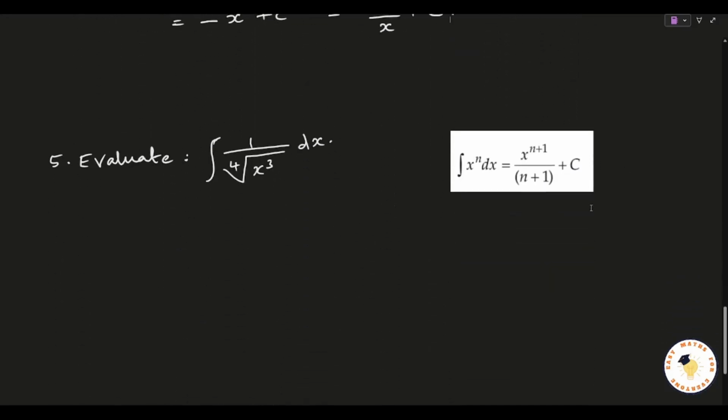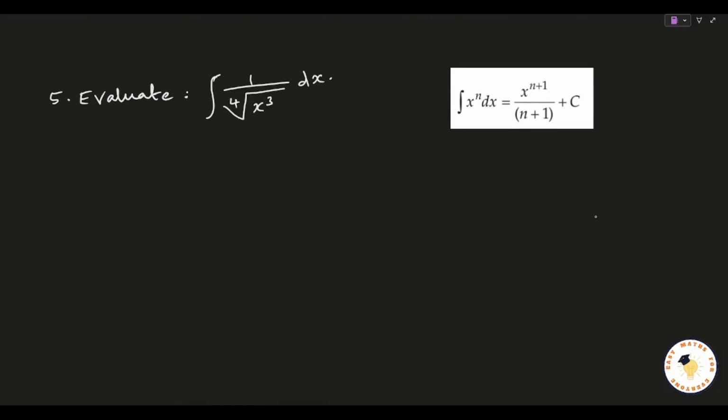And let us take the next sum. Integral 1 by 4th root of x power 3 dx. So again we are going to use the laws of exponent, which says nth root of a power m is equal to a power m to the power 1 by n. And one more rule we have, which says a power m to the power n can be written as a power m times n. So using these two results, we can modify the given thing.